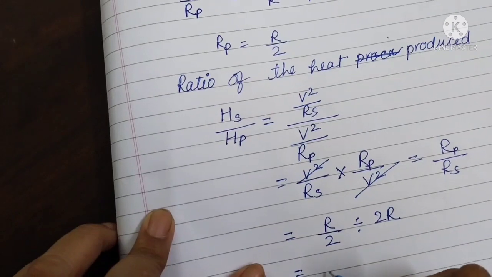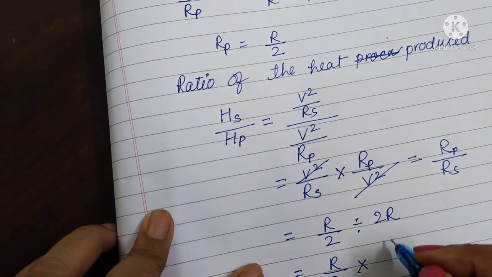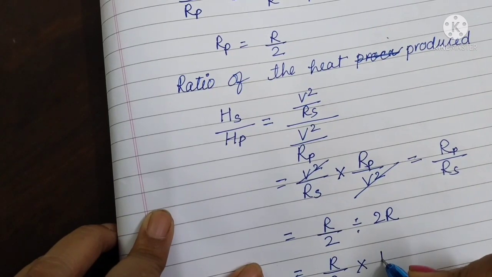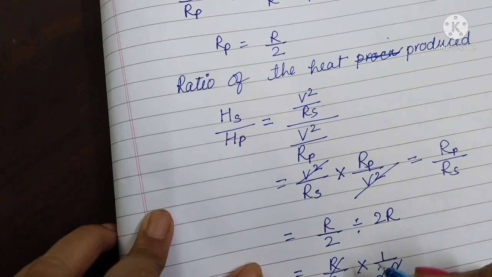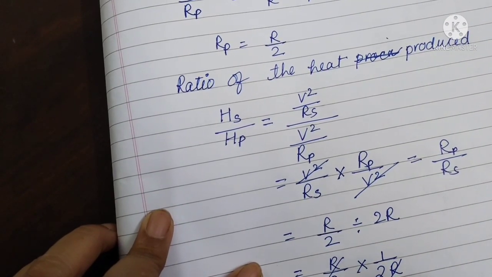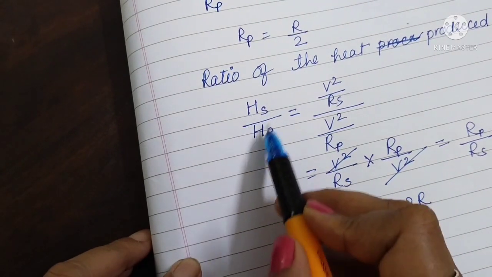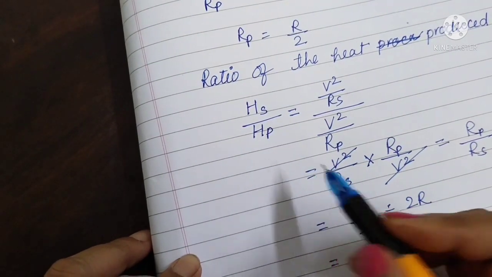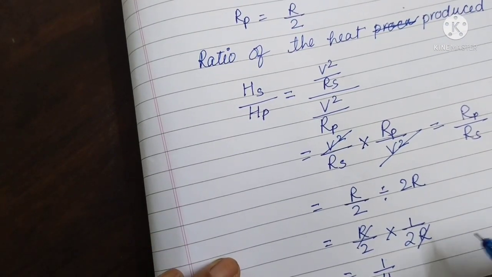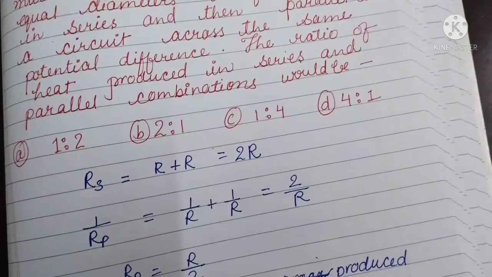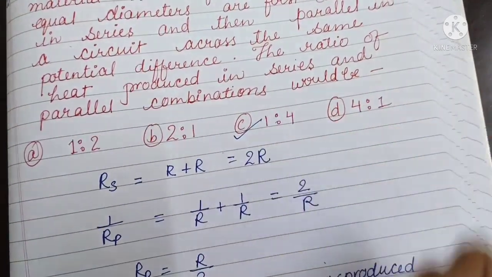So we can write this as R by 2 multiplied by 1 by 2R. So this R and this R will cancel out and you will get 1 by 4. So ratio of Hs by Hp, the heat, will be 1 upon 4 or 1:4. Okay. So our answer, that is C, this is the correct one.